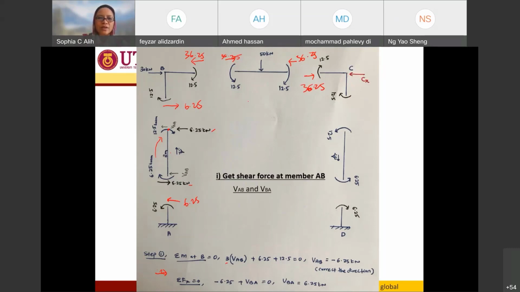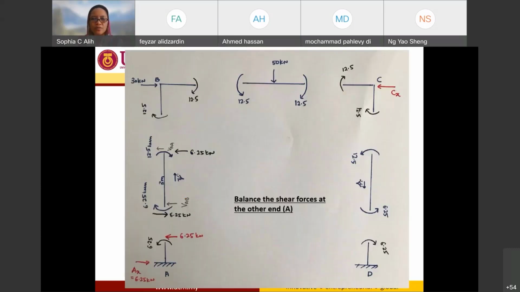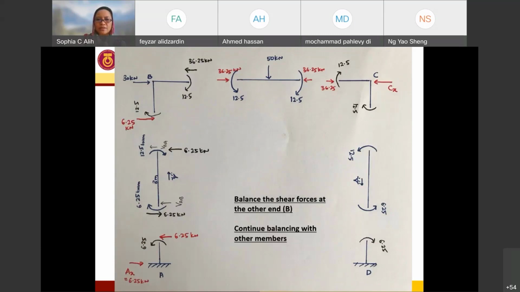So I stop this side. Okay, so I balance it. Whatever value I have in my hand, I balance it until I couldn't do more, and I have to do the other elements. So I have already done member AB. Now I have to do the other members in order to get more internal forces for my joint. Okay, so this is what we have already calculated, and for this one we can continue balancing until we balance this one.